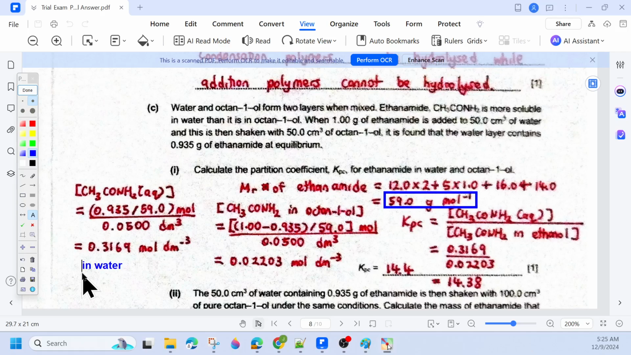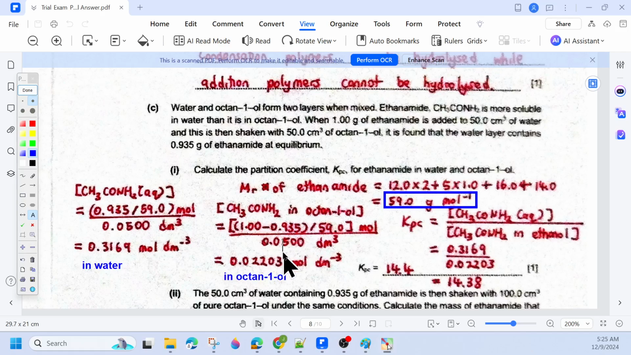How come the mark scheme doesn't put divided by 59? Sometimes it can be like that because they're doing a shortcut. I'm not showing you the full step. Okay, now remember, there's 1 gram inside there. Whatever of the 1 gram is left, if 0.935 enters into the water, the remaining of it will enter into octan-1-ol.